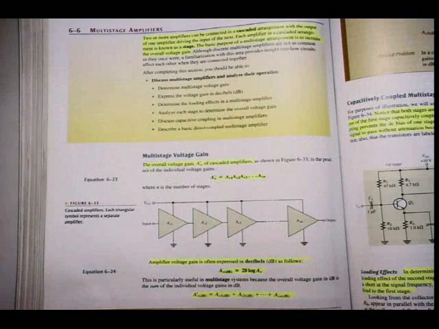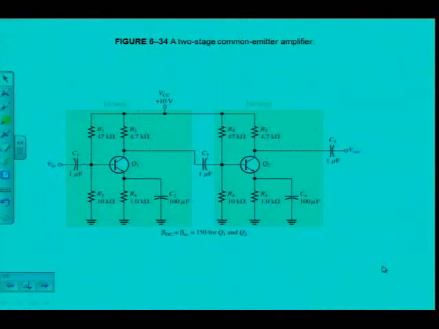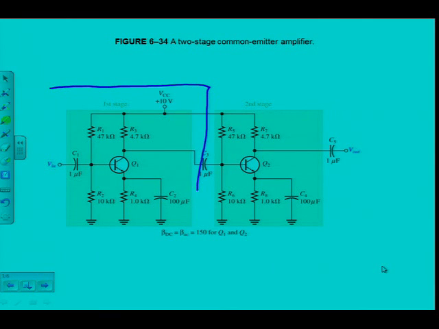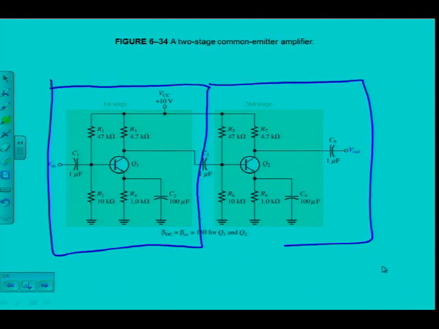But let's look at a circuit of a multi-stage amplifier. In figure 6.34 there is a two-stage common emitter amplifier. You should be able to recognize these separate stages. You can see here's one stage. They've also colored it there in your books. There's one stage and next to it there's another stage. Right, so I've got the two stages and I can see that these are common emitter amplifiers.